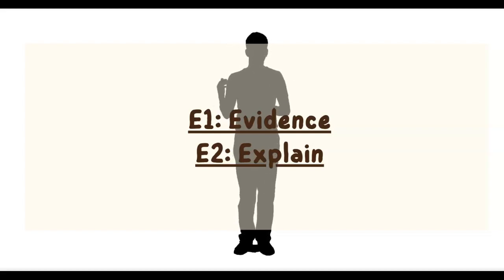Your evidence comes straight from the text. You're going to cite it with quotation marks and a good sentence starter like the text says. And then your E2 is where you, in your own words, explain your evidence. And just remember that when you are writing your E2s, they should be at least 2 sentences long.